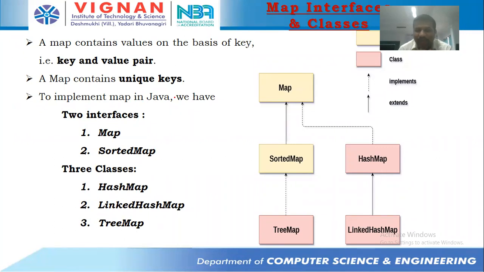Fine. So a map is nothing but a key value pair, and we have two interfaces, Map and SortedMap. SortedMap means the elements are arranged in ascending order, and this mainly contains three classes: HashMap, LinkedHashMap, and TreeMap. The main theme of all these is to store the elements in key value pairs. All three work for the same thing, but there are some differences between HashMap, LinkedHashMap, and TreeMap.